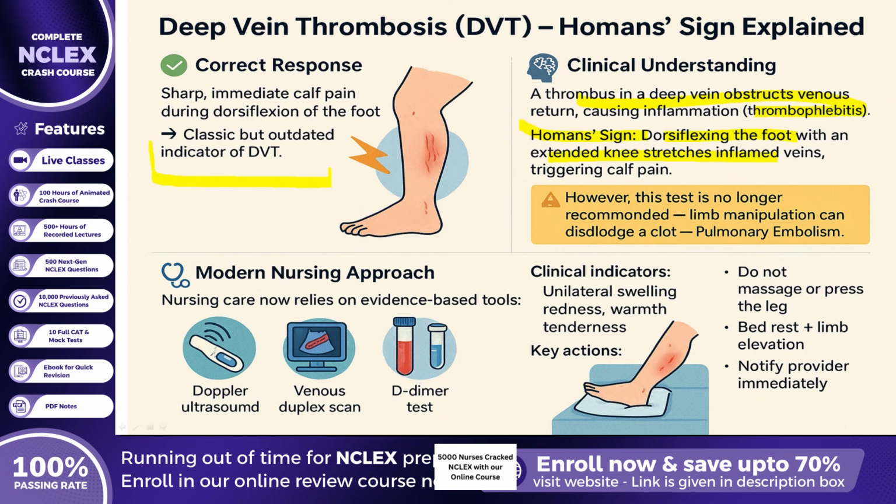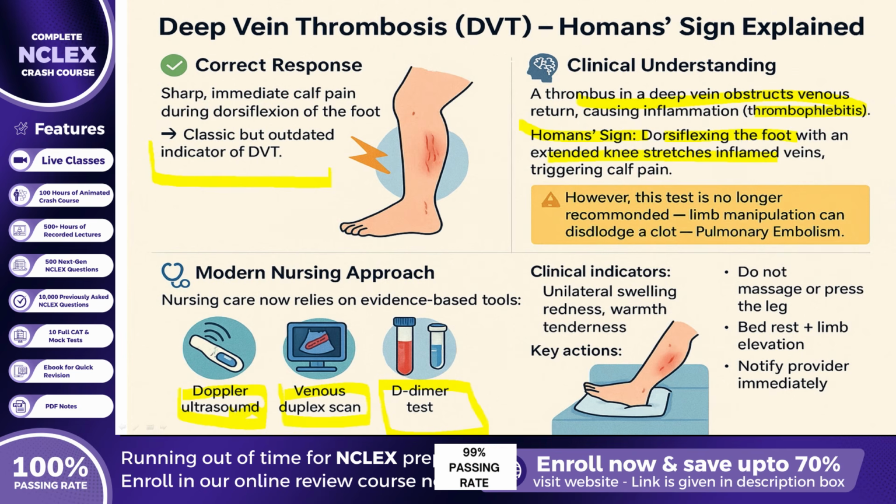Although this maneuver historically indicated possible DVT, it is now discouraged due to its low reliability and potential danger. Manipulating the limb may dislodge the thrombus, leading to a life-threatening pulmonary embolism. In today's evidence-based nursing practice, objective diagnostic methods such as Doppler ultrasonography, venous duplex scanning, and D-dimer testing have replaced Hohmann's sign. Clinically, DVT often manifests as unilateral calf swelling, redness, warmth, tenderness, and a sense of heaviness or tightness in the affected leg.